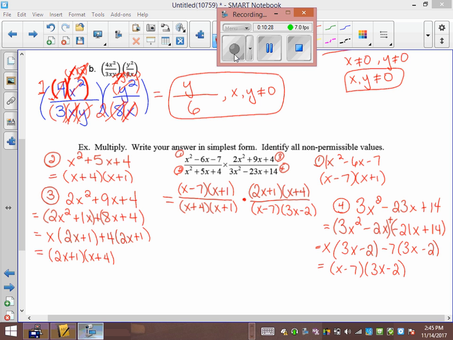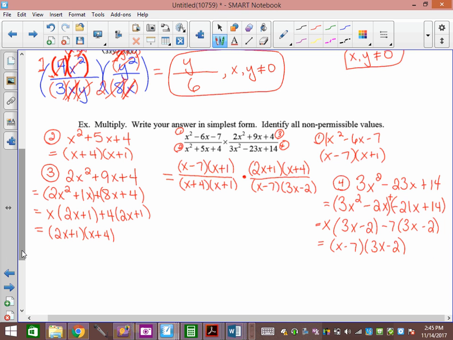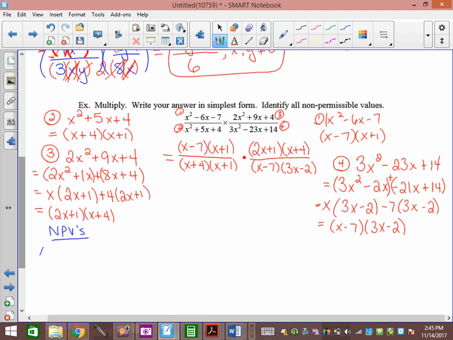So the next thing we have to do before we can cancel off anything common to the top and the bottom is state what? NPVs or restrictions. So there's going to be 4 of them because there's 4 factors in the denominator and they're all different. So my NPVs are going to be x plus 4 can't equal 0. x plus 1 can't equal 0. x minus 7 can't equal 0. 3x minus 2 can't equal 0. And then we have to solve them all.